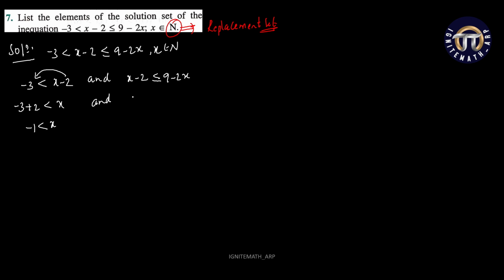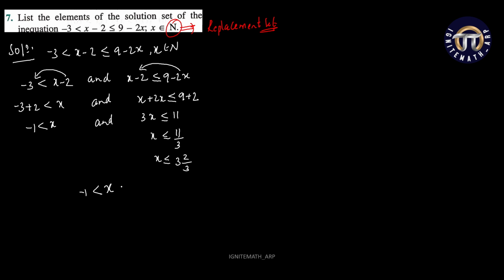And here, I'll take minus 2x on the other side. Minus 2x is taken on the other side, becomes plus 2x, so x plus 2x is smaller than or equal to 9 plus 2. Here I'll get 3x smaller than or equal to 11. Clear? X is smaller than or equal to 11 by 3, that is x is smaller than or equal to 3 and 2 by 3. Clear, children? Okay, so now I'll combine both of them. X is greater than minus 1 and smaller than or equal to 3 and 2 by 3.